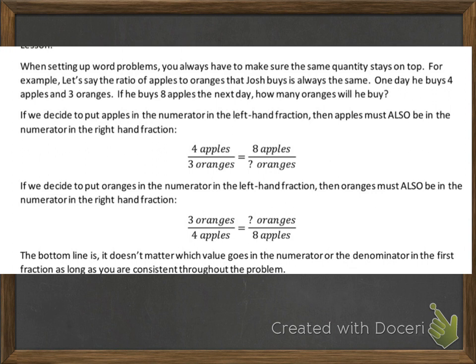Conversely, we could put oranges in the numerator, it doesn't matter. But if we do put oranges in the numerator in the left-hand fraction, then oranges have to stay upstairs in the right-hand fraction. So in this case, we would have 3 oranges to 4 apples equals question mark oranges to 8 apples. Again, the bottom line is it doesn't matter which value goes in the numerator and the denominator at first, as long as you're consistent and it stays that way throughout the problem.